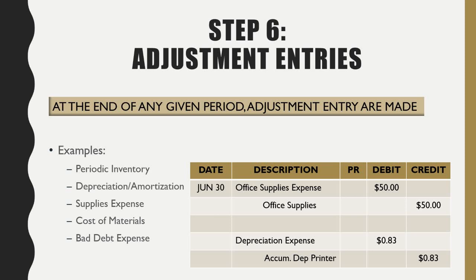Another adjusting entry is periodic inventory. Remember, we talked about this before in chapter 5. Now it's coming all together. When you reach the end of the period where you need to take a physical count of how much inventory you have left, that is where you're going to complete your conversion entry.